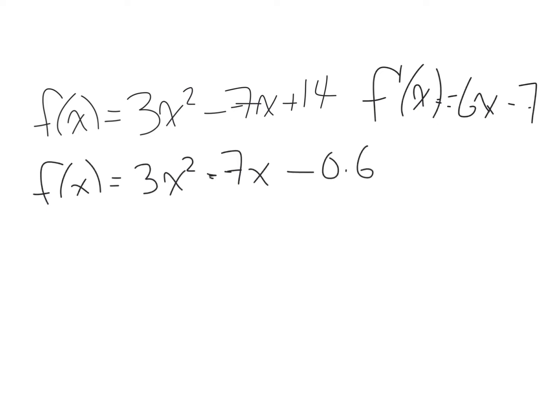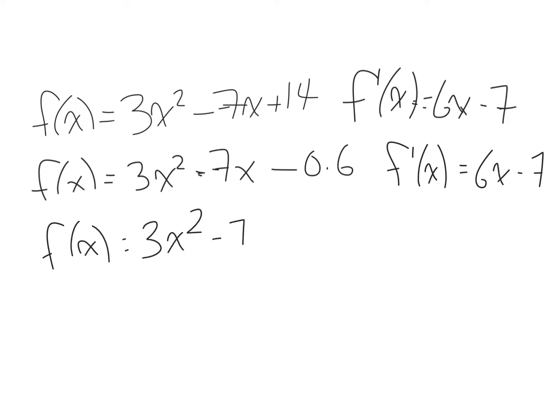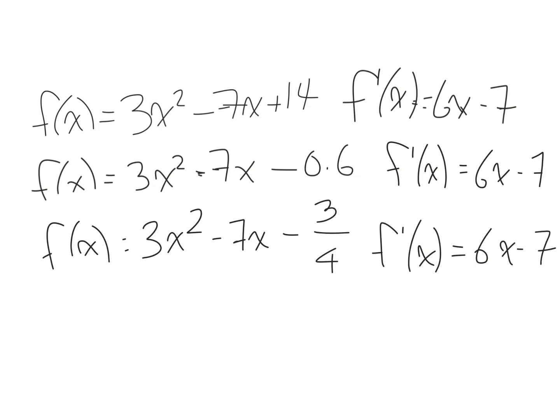We have 3x squared minus 7x minus 0.6. What will be the derivative of that function? The same. Okay. All right. What if we had this function? 3x squared minus 7x minus 3/4. What would be the derivative of that function? It would be the same. Okay. So, do we agree it would be the same using the power rule, and we have the constant rule at the end?